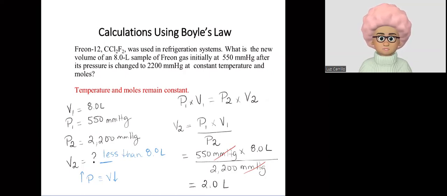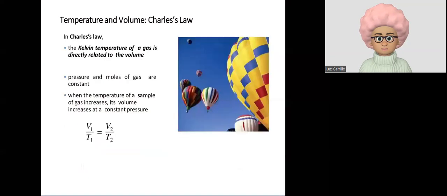Let's now move on to discuss another gas law when it comes to the behavior of gases. The next gas law that we are going to be studying is going to be Charles' law. Charles' law specifically looks at the relationship between temperature and volume. When we are doing Charles' law, it's important to note that we're looking at that temperature of a gas in terms of Kelvin units.